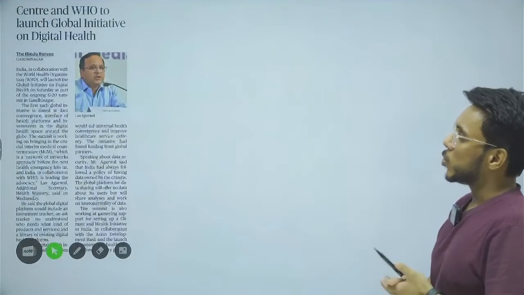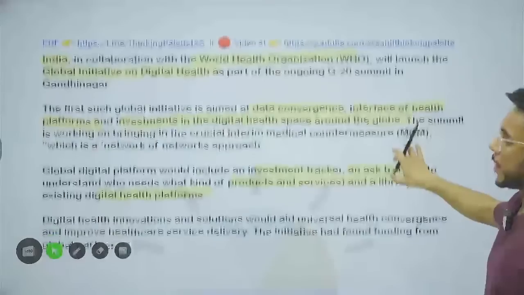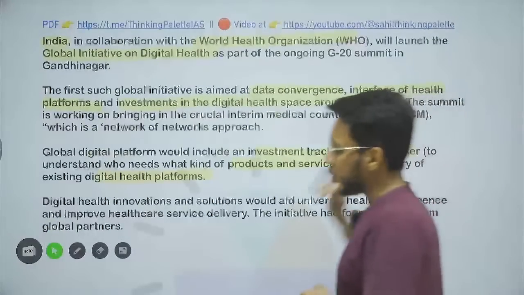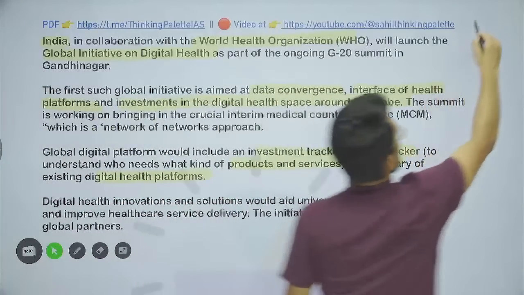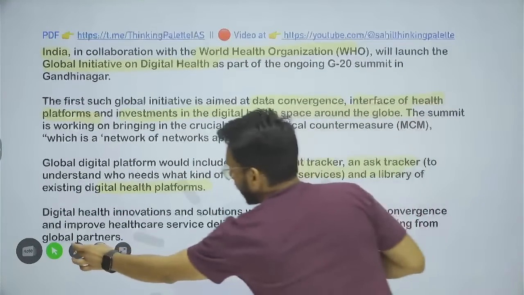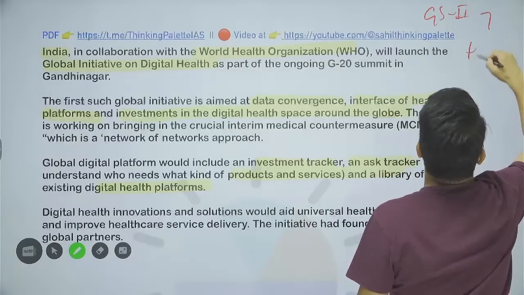Center and WHO to launch global initiative on digital health. Okay, now, so basically this particular article, first of all, we are going to see with respect to GS paper number 2. We'll see this particular article with respect to GS paper number 2, issues related to health.